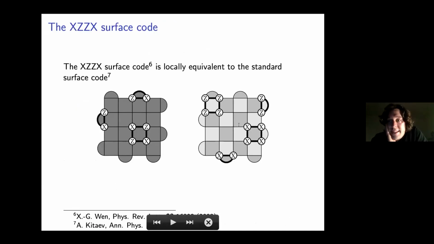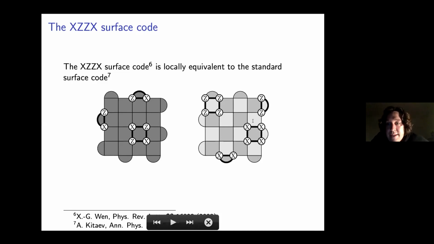Now, the XZZX code, let me just say what that is. It's just like the surface code. So the surface code has some stabilizers, just like the repetition code did, and I described those in a bit more detail before. Now there are qubits that live on the vertices of this square grid, and the surface code has two kinds of stabilizers: Pauli X stabilizers that live on the black faces, and Pauli Z stabilizers that live on the white faces of this chessboard-like grid.